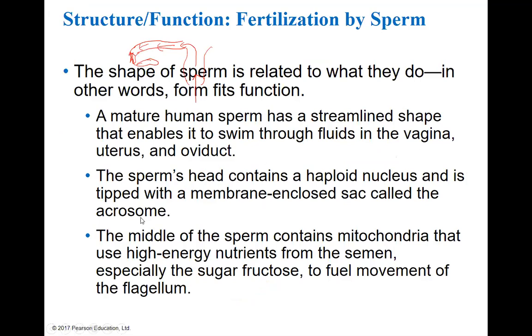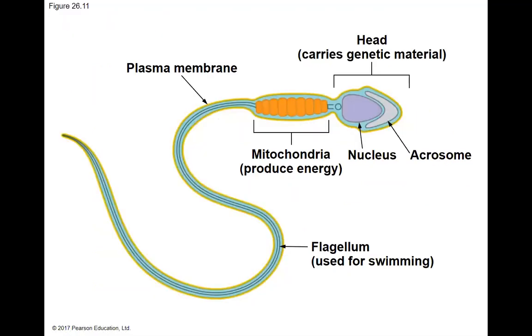The middle of the sperm contains mitochondria that use very high energy nutrients from the semen. So this is where the mitochondria are. A very large number of mitochondria are here. And then, when the sperm is formed, it travels via the epididymis, this long tube, and then it gets nourished by a number of fluids. And these fluids are generated, for example, by the prostate gland, as well as by the epididymal tissues themselves. And this liquid is called semen.